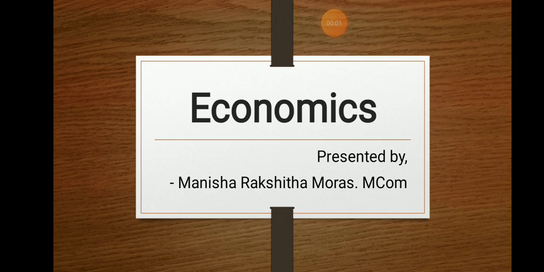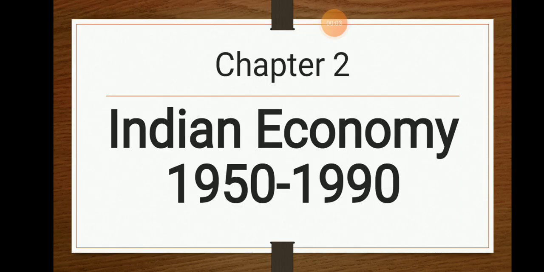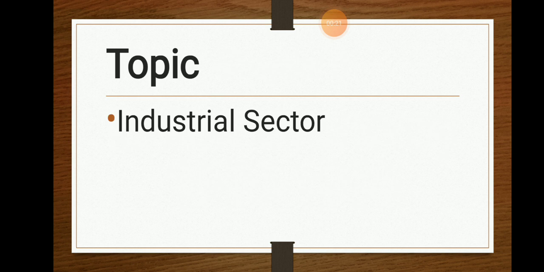Students, for online classes, today we'll go on with Chapter 2, that is, the Indian economy from 1950 to 1990. In the earlier session we had studied the Green Revolution and subsidies. By this we completed the agricultural reforms, and today we will see the industrial sector.